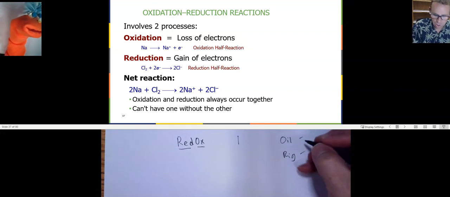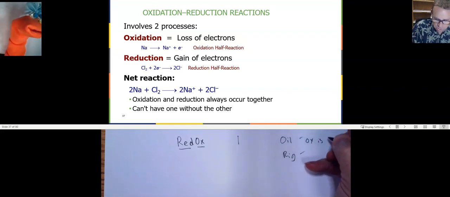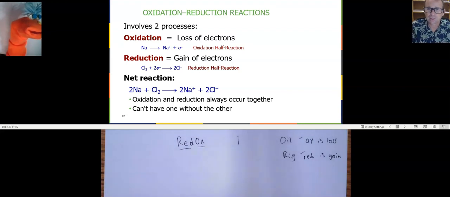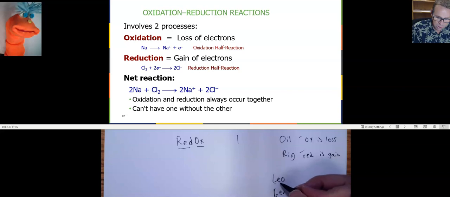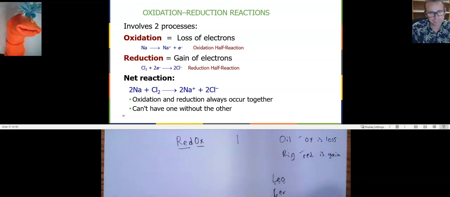OIL stands for oxidation is loss, and RIG stands for reduction is gain. And what are they talking about, Fred? What's lost and what's gained? The number of electrons. That's right. There's another mnemonic device: Leo says GER. LEO stands for loss of electrons, oxidation; GER, gain of electrons, reduction.